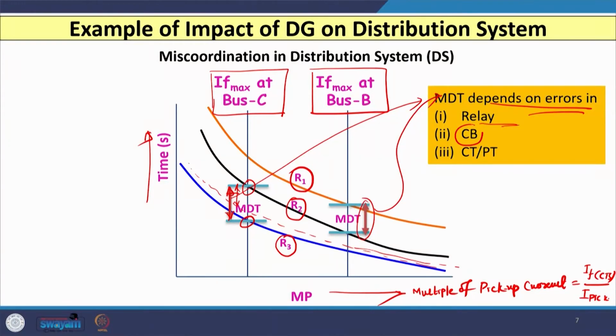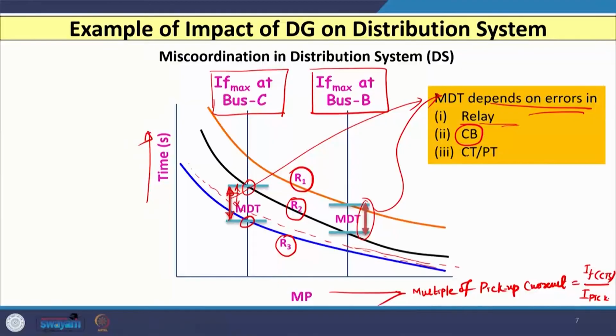Similarly, errors in the circuit breaker are also there, because once the relay senses the fault, it gives a signal to the breaker, so there has to be some time delay in the operation of the circuit breaker. As the circuit breaker ages and time progresses, the breaker operation is also affected. And the third thing is the ratio and phase angle error in the CT and PT, which is another factor that is going to affect the value of MDT.